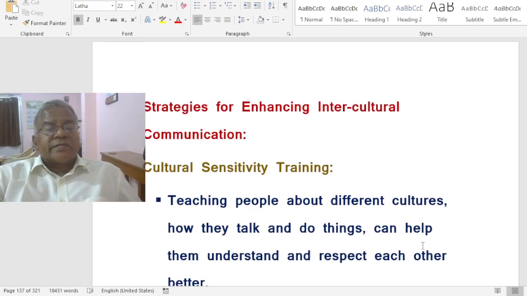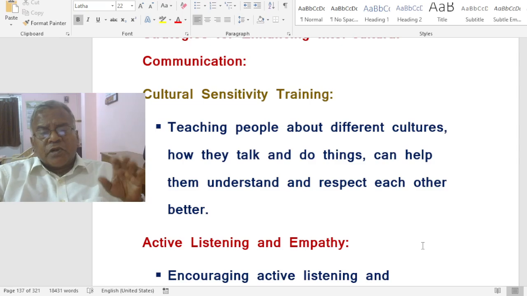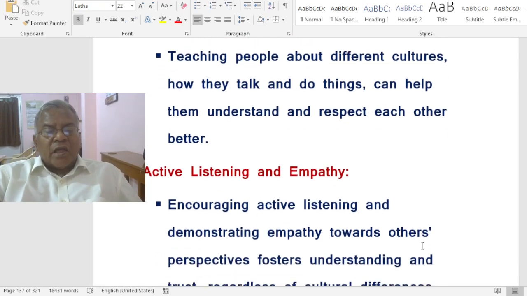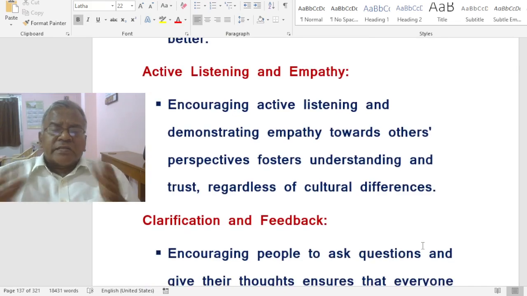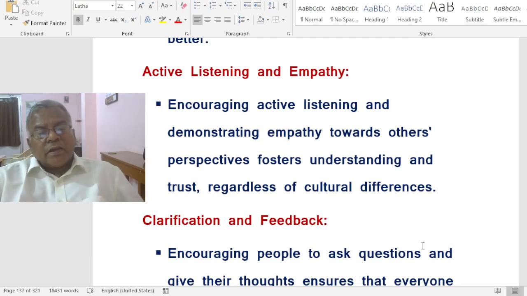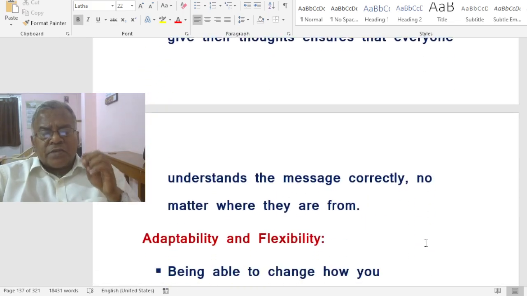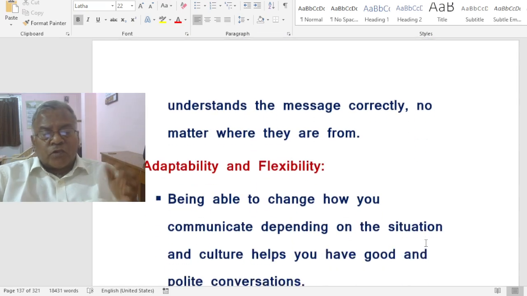Strategies for enhancing intercultural communication. Cultural sensitivity training. Teaching people about different cultures, how they talk and do things, can help them understand and respect each other better. Active listening and empathy. Encouraging active listening and demonstrating empathy towards others' perspectives fosters understanding and trust regardless of cultural differences. Then clarification and feedback. Encouraging people to ask questions and give their thoughts ensures that everyone understands the message correctly no matter where they are from.